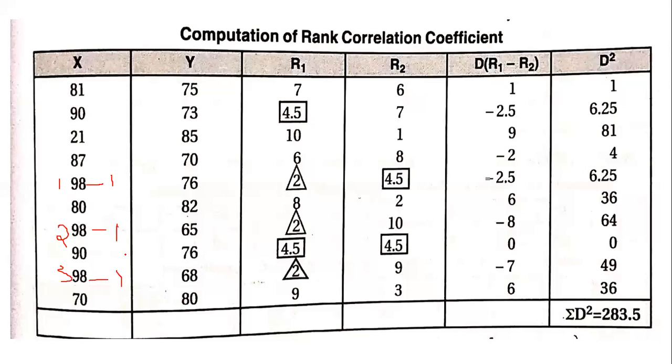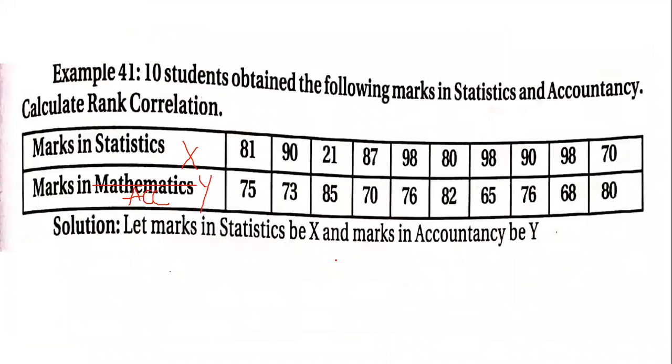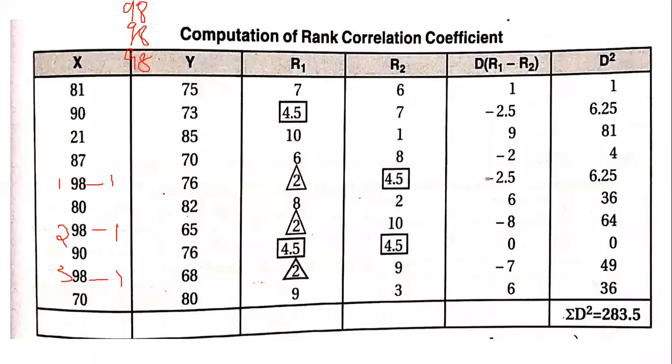All the three 98s are first. But in a normal situation, I would place them in first, second and third position. I'm just placing them one below the other: 98, 98 and 98. Did you all understand this part?